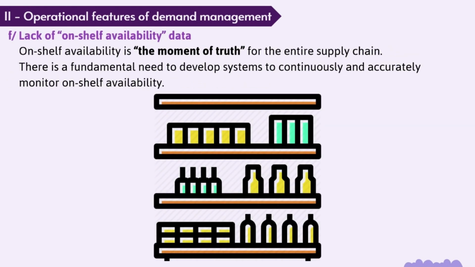Lack of on-shelf availability data. On-shelf availability data is the moment of truth for the entire supply chain. There is a fundamental need to develop a system to continuously and accurately monitor on-shelf availability, a corollary of which could be an improved ability to estimate lost sales as a result of empty shelves.